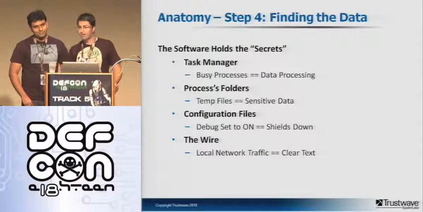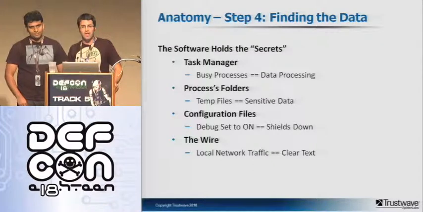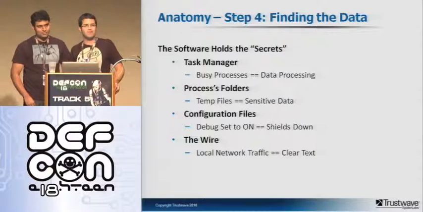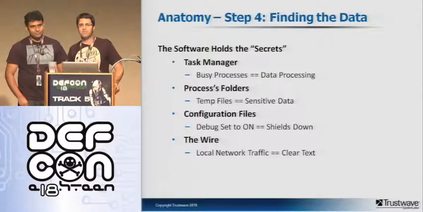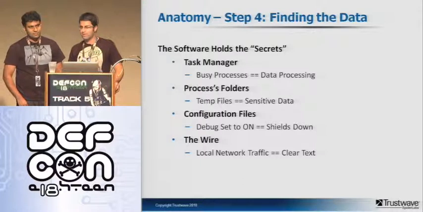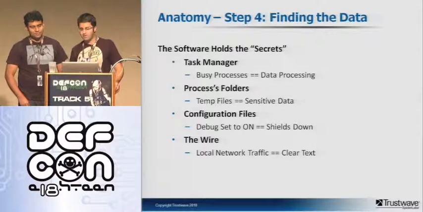And then, of course, the wire. In most environments that we run into, even financial institutions, the data on a local network is often not encrypted. Now, it's encrypted when it goes across the internet to other locations, but when it's on a local environment, many organizations don't feel that it's important to encrypt that data as it's being transmitted between systems. So that's a big place where you can find data.